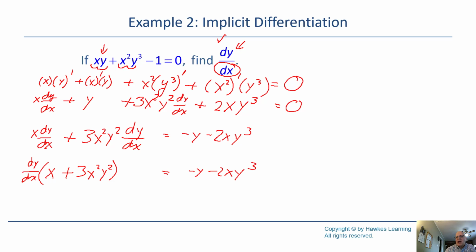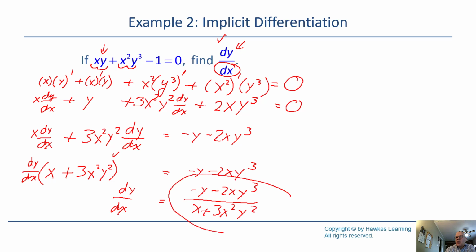And just as if we had a times dy dx equals something, we'll divide that. So we'll divide both sides by this term. So we'll get dy dx by itself. And on this side, we have this. And we divide both sides by x plus 3x squared y squared. And there's our derivative.